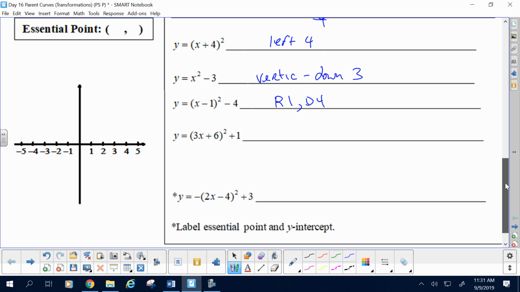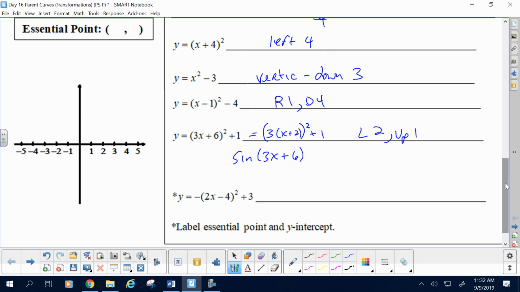This one's a bit of a trickster. What if I said sine of 3x plus 6? What's the first thing you would do? You would factor it. You must factor. This is 3 times x plus 2, squared, plus 1. So let's talk about the 2 and the 1. What are the shifts? It's tempting to say it's left 6, but it's not left 6. It's left 2 and up 1.